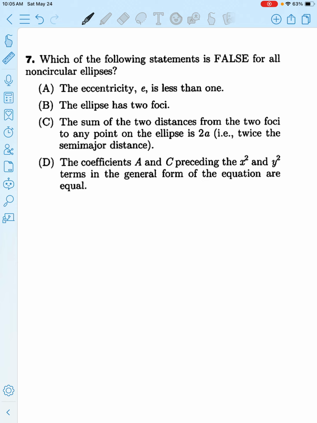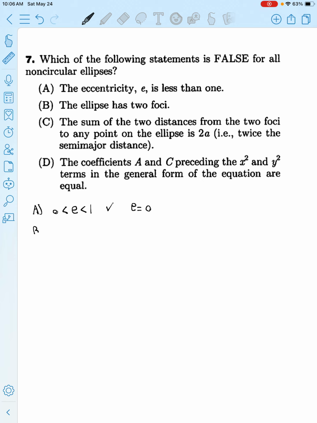The problem says: which of the following statements is false for all the non-circular ellipses. Okay, for the first option, they say that the eccentricity, which is E, is less than 1. And yes, for the non-circular ellipses, E is supposed to be bigger than 0 and less than 1. Okay, so this one is right. And also, just for your knowledge, when E is equal to 0, that is a circle. So that's maybe also another question that you might see in exams.